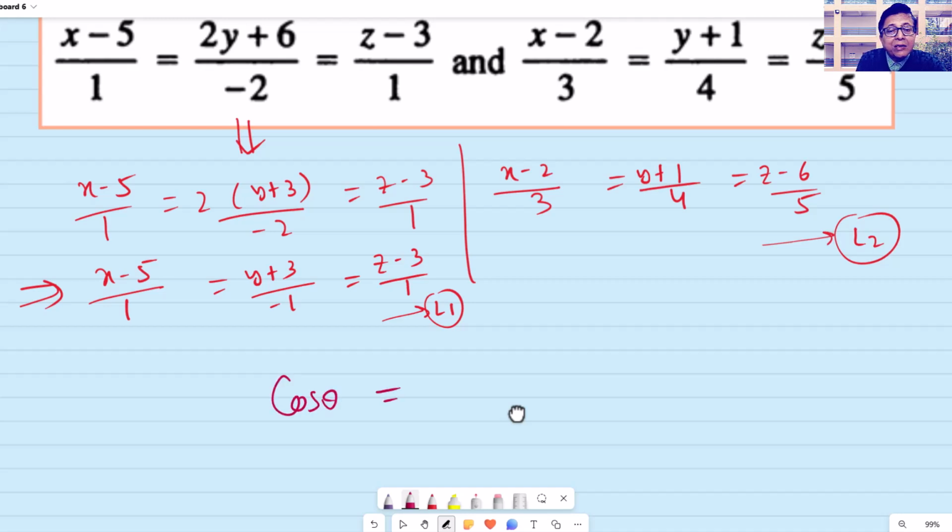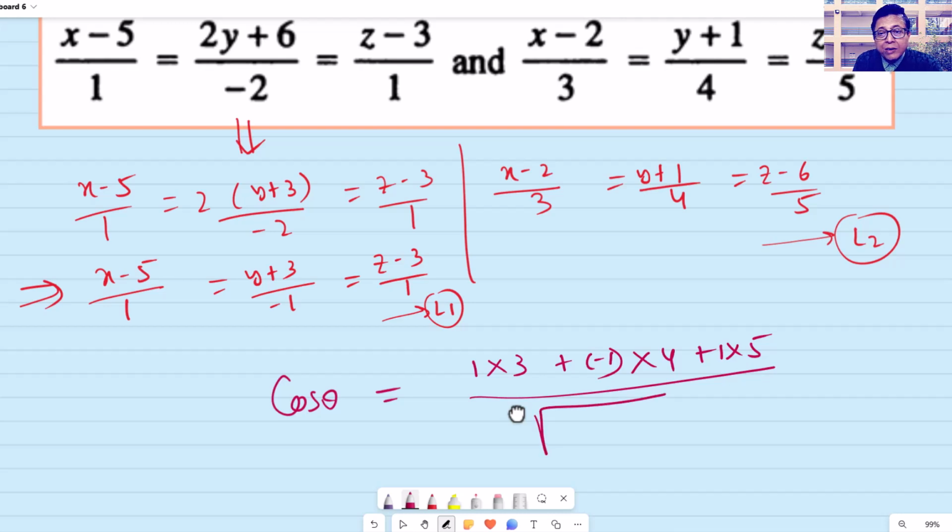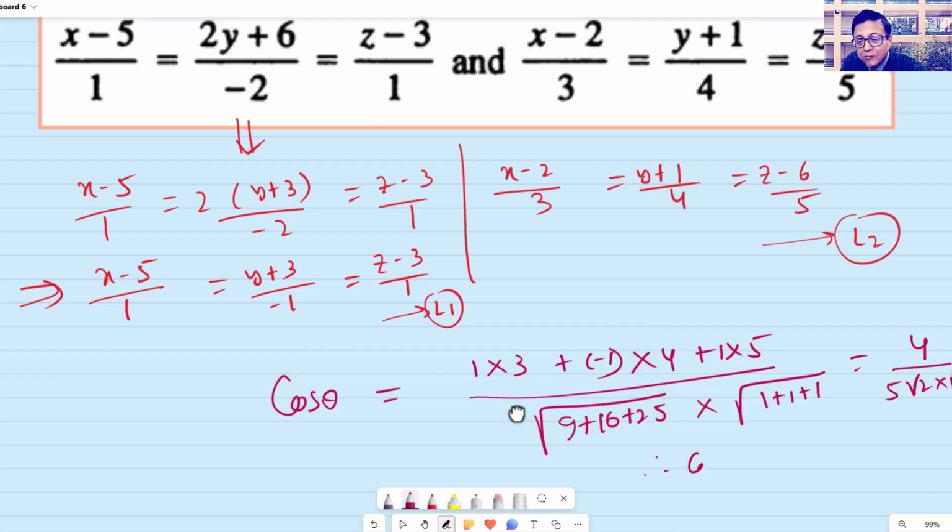Cos theta will be what? A1 A2, 1 into 3, minus 1 into 4, 1 into 5, by under root 9 multiplied by 1 plus 1 plus 1. 8 minus 4 is 4. This is 5 root 2 root 6. So cos theta will be 4 by 5 root 12.